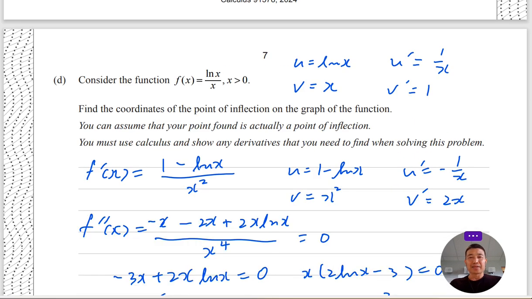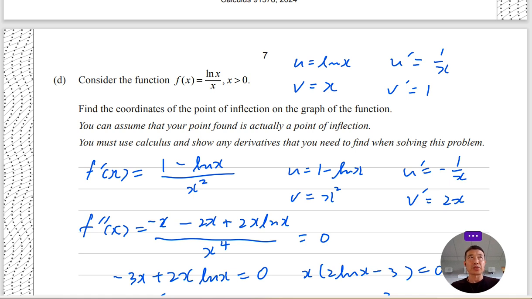Next question. Yeah, see? Lots of quotient and product rules. Consider the function f(x) equals ln x over x. Find the coordinates of the point of inflection on the graph of the function. So first derivative, 1 minus ln x over x squared, right? Because it's a quotient rule. u is ln x and v is x, and you get the derivative.